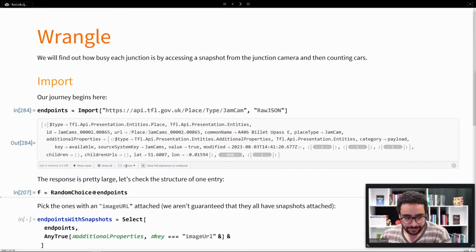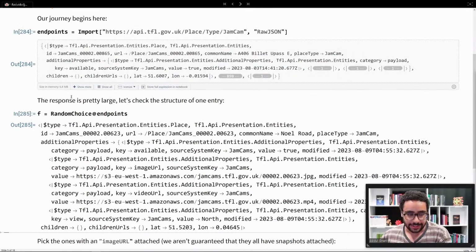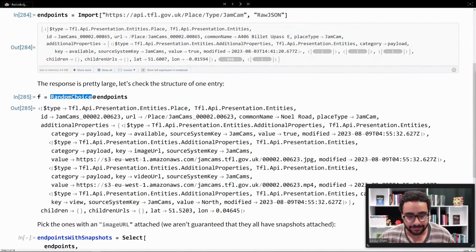I'm going to look at a random choice out of these endpoints. We can see that it's a list of some things, and I can't tell what the things are. So I'll take a random one just to start figuring out where we're sat.